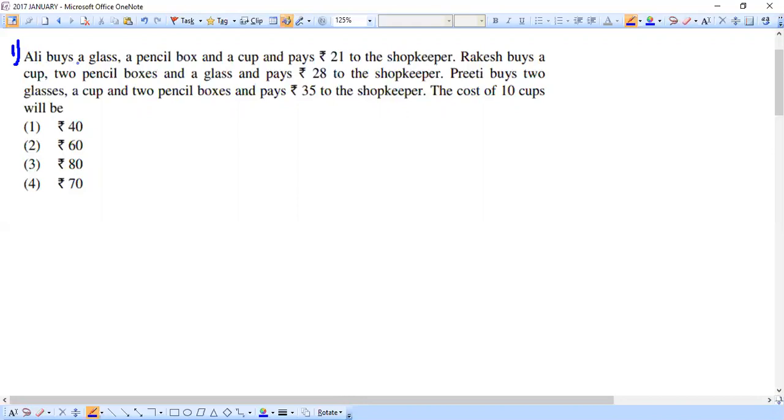Ali buys a glass, a pencil box, and a cup for a total of rupees 21. And then Rakesh buys a cup, then two pencil boxes, and a glass and pays rupees 28. That is, the total cost is going to be 28 rupees. And we have one more piece of information which states Preeti buys two glasses, then a cup and two pencil boxes for a total of 35 rupees.